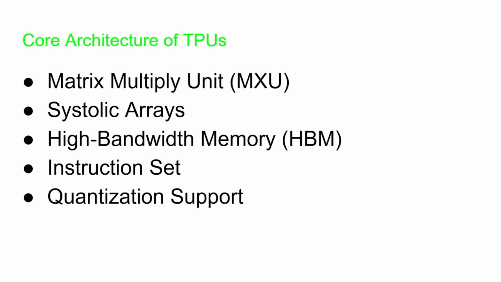Next, the instruction set. Unlike the CPU, which has a complex instruction set, the TPU has a simplified instruction set optimized for linear algebra operations. Then quantization support: TPUs are optimized for reduced precision arithmetic, for example 8-bit integers instead of 32-bit floats, which speeds up inference without suffering much accuracy loss.